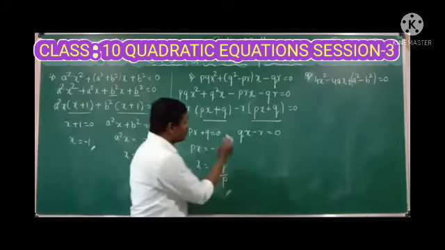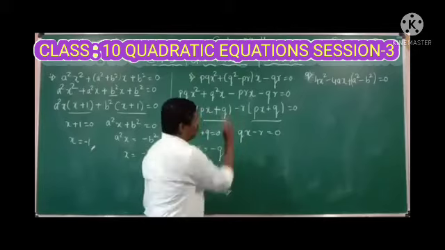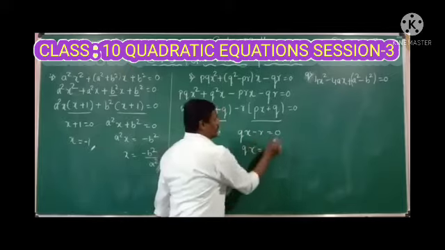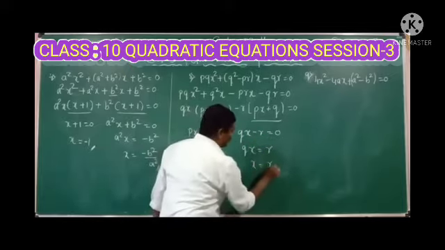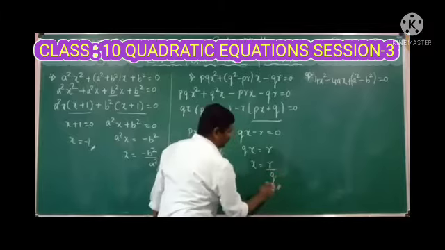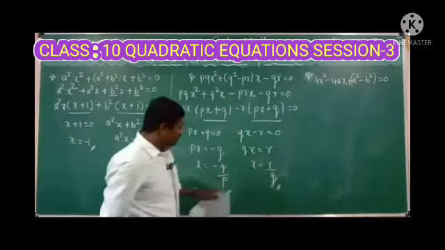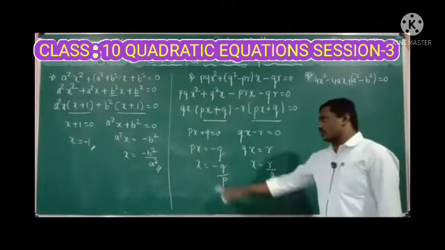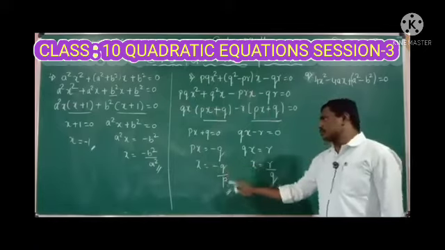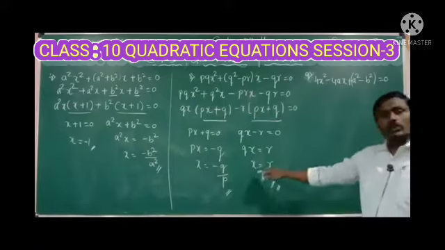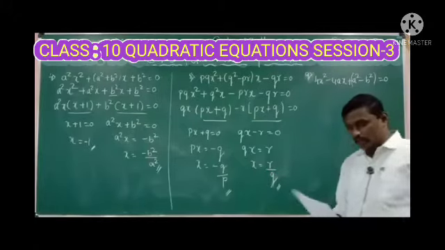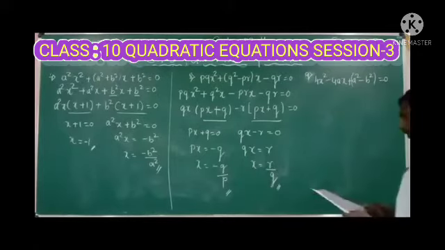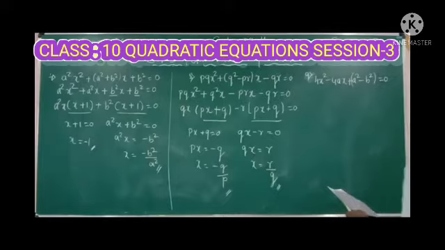Similarly, calculate the second root of the given equation. qx is equal to minus r becomes plus r. x is equal to r divided by q. So these two are the required roots of the given quadratic equation. What are the two roots here? x is equal to minus q by p, and one more root is x is equal to r by q. Okay, so these two are the required roots of the quadratic equation.